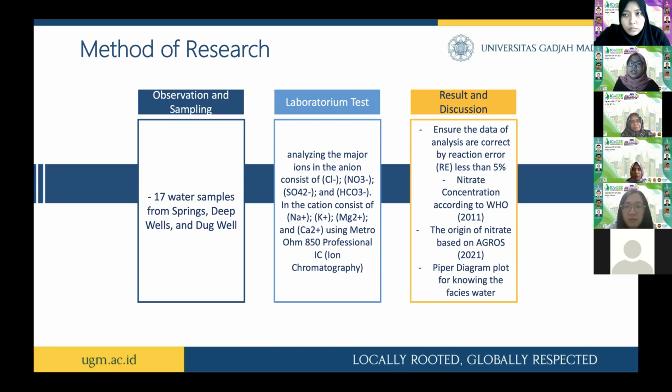For the research and discussion, we ensure that the analysis data are correct by checking that the reaction error is less than 5%. And then we can know the nitrate concentration according to WHO. Third, we analyze the origin of nitrate based on ICoGEE 2021. And the fourth, the last, we plot a Piper diagram to know the phases of water.